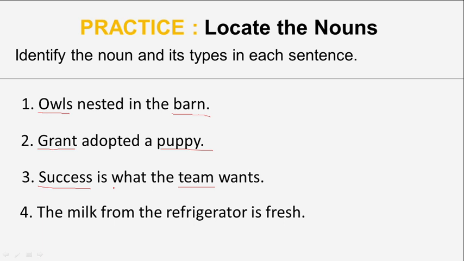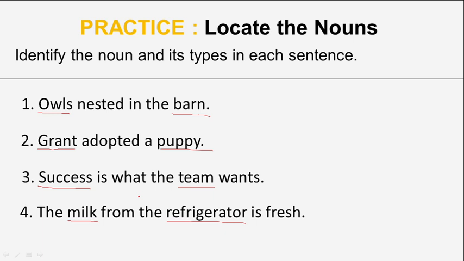Next, you have your number 4. The milk from the refrigerator is fresh. Let's identify the nouns. We have here, okay, milk, and the second one is refrigerator. What type of noun is the milk? Is it common or proper? Okay, it is a common noun. Is it countable or uncountable? Very good. Uncountable noun. Is it concrete or abstract? Of course, it is a concrete noun.